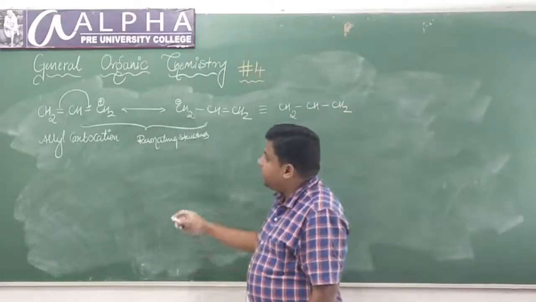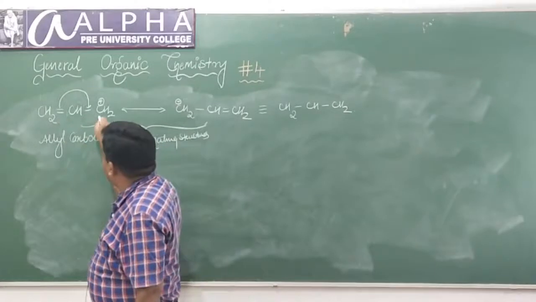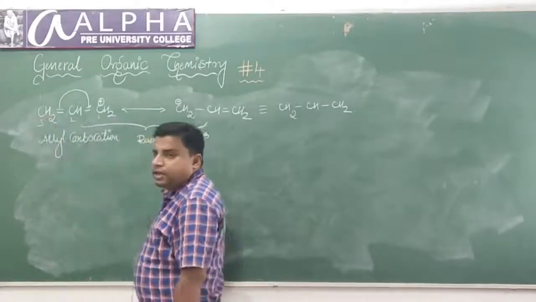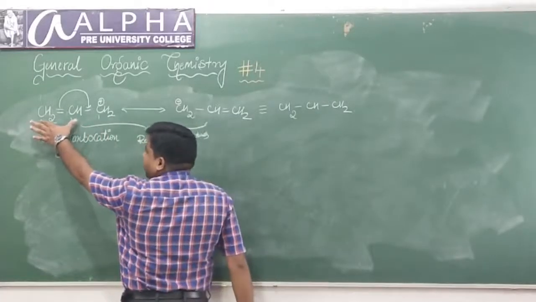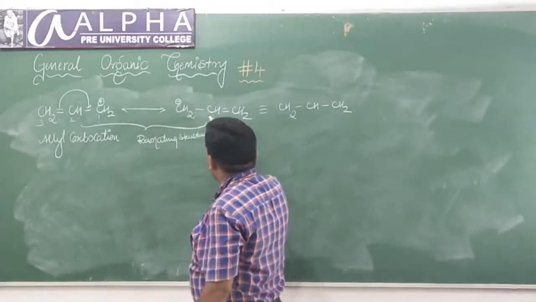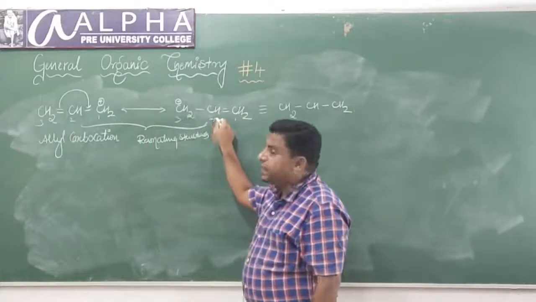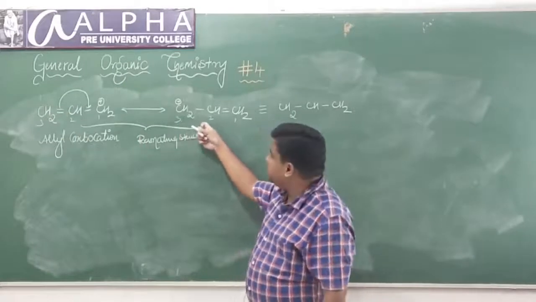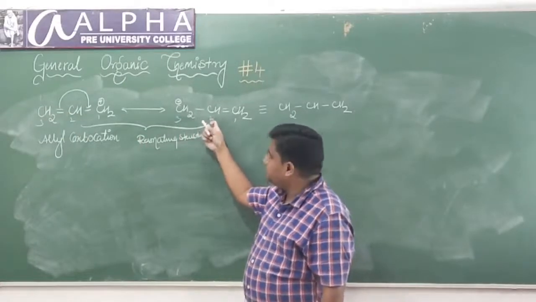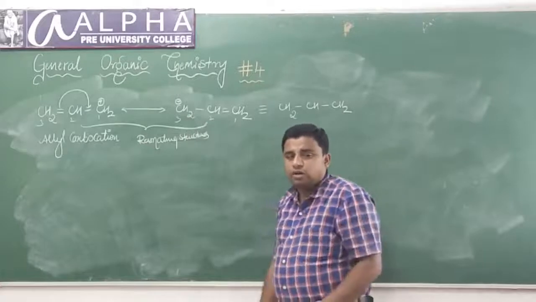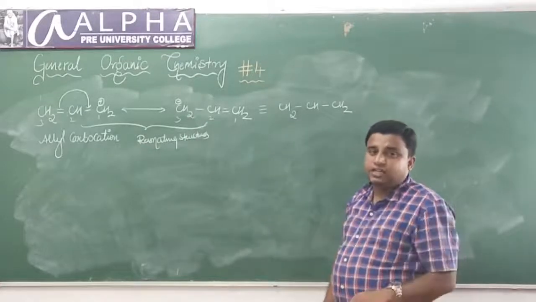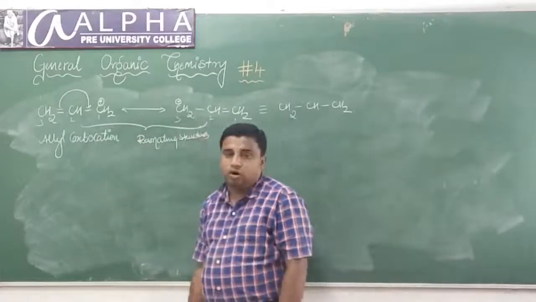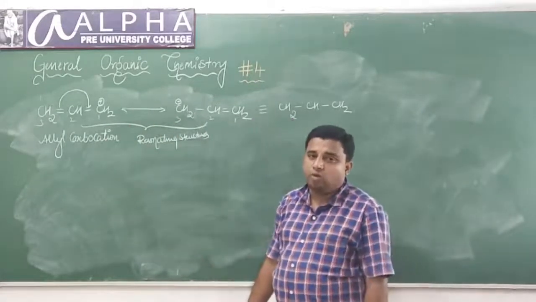Observe here, if I call this the first carbon, second carbon, or third carbon, in one case there is a double bond between the second and third carbon, and in the other case there is a single bond between the second and third carbon. Therefore the real structure contains a bond which is in between double bond and single bond, isn't it?